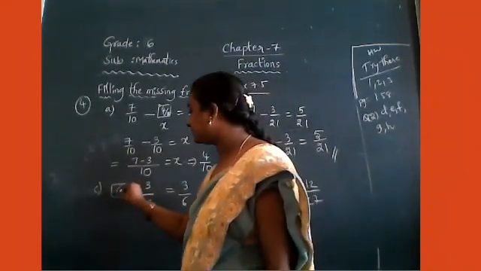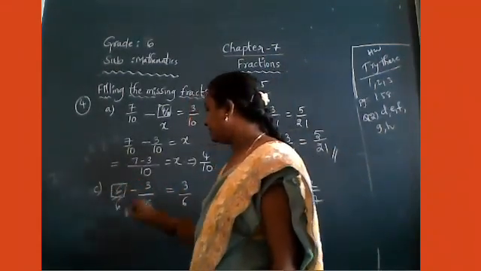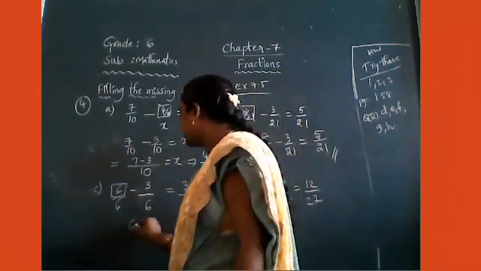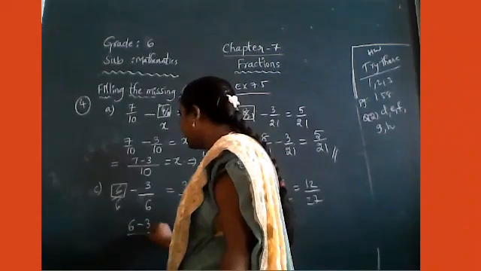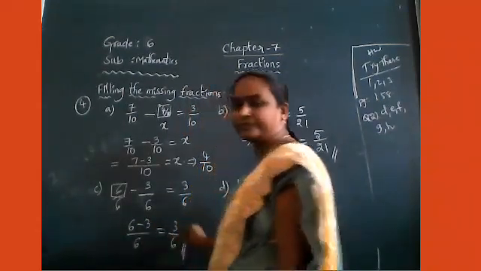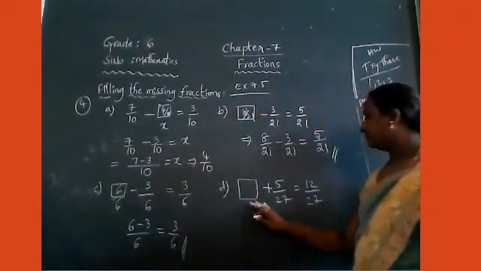If you take 6 by 6, will you get 3 by 6 or not? Yes, 6 by 6 means 6 minus 3 by 6. It gives 3 by 6. Okay, right. Here, check here.